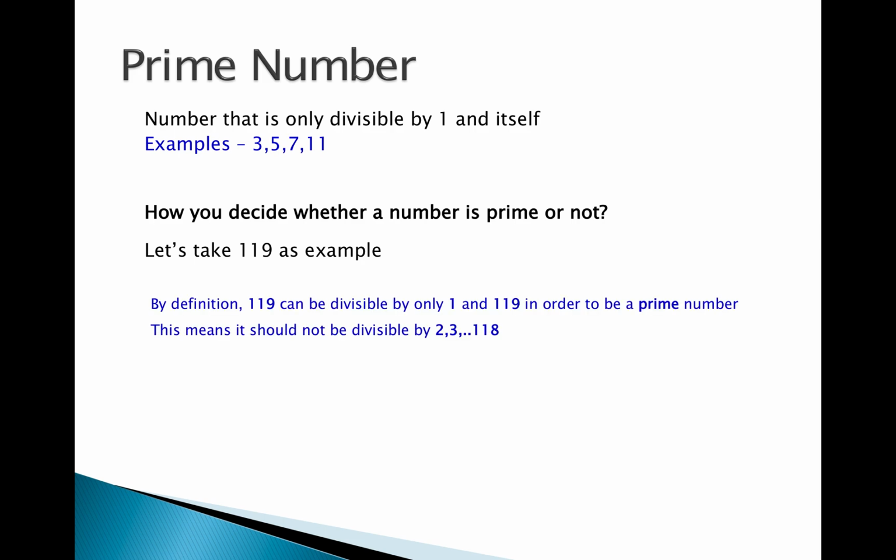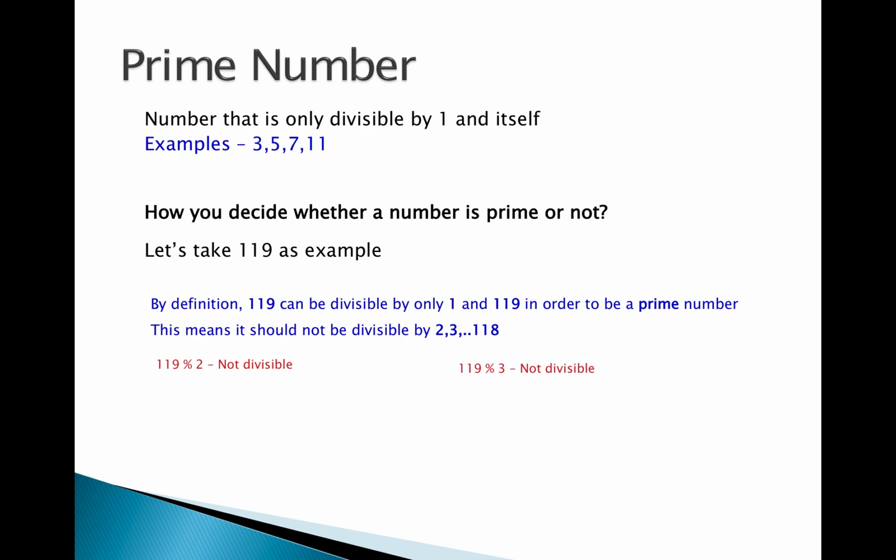By definition, a prime number is a number which is divisible by 1 and itself. So here 119 should be divisible by 1 and 119. That means 119 should not be divisible by any other number from 2 to 118. In a manual way, we are going to divide 119 by 2 and see whether there is any remainder, and that remainder should be 0. That means 119 percentage 2 should result in 0. But if you divide by 2, it is going to have a remainder, so it is not divisible by 2.